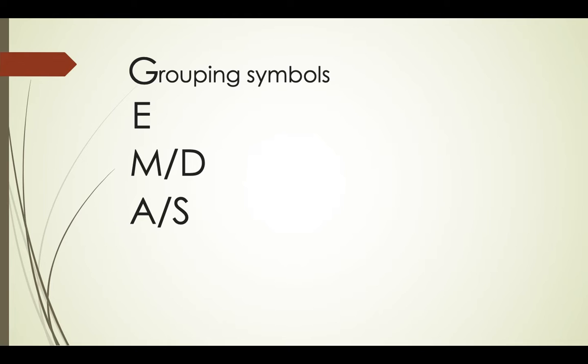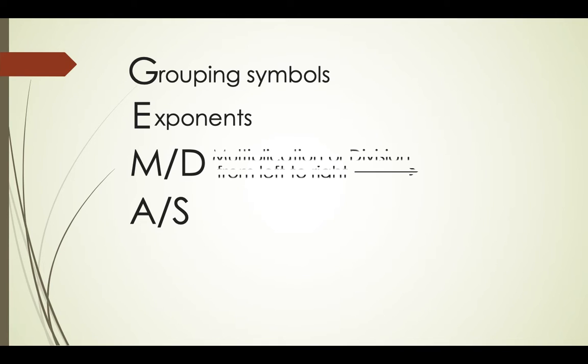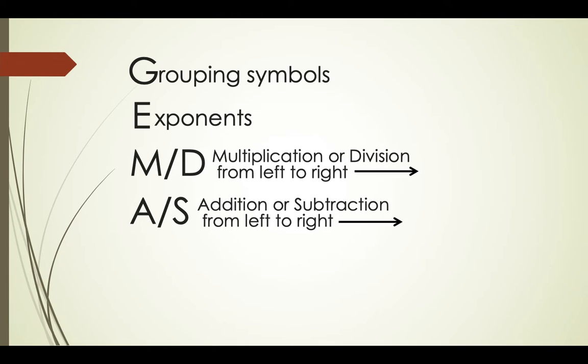The E still stands for exponents. The M and the D stand for multiplication or division, and whenever you do that, you always work from left to right. Then we have the A and the S, which stands for addition or subtraction, which again is always completed from left to right. So whenever you're solving a problem with multiple operations, you want to use the order of operations because it allows all mathematicians to solve problems in the same way so that we can get the same answer.